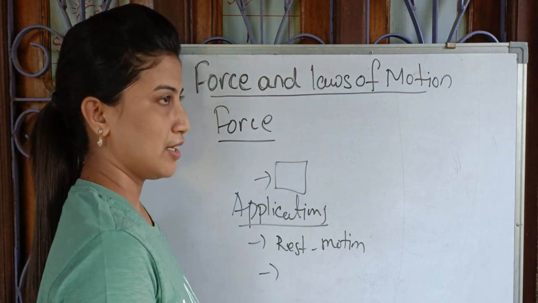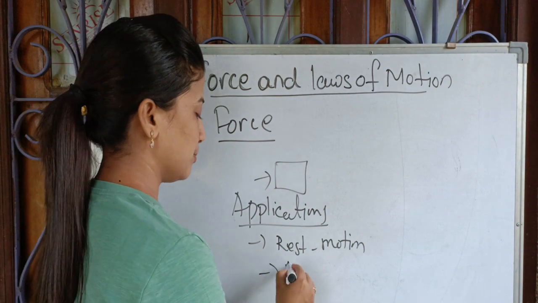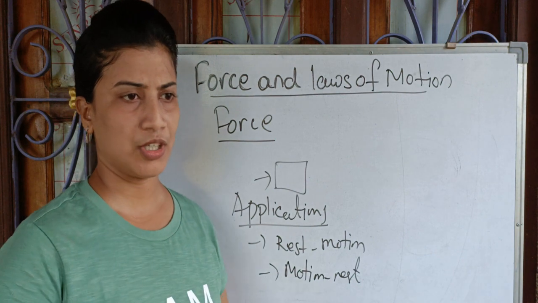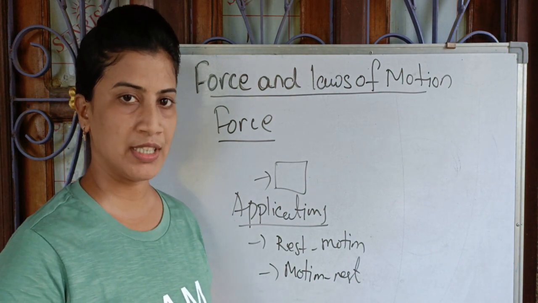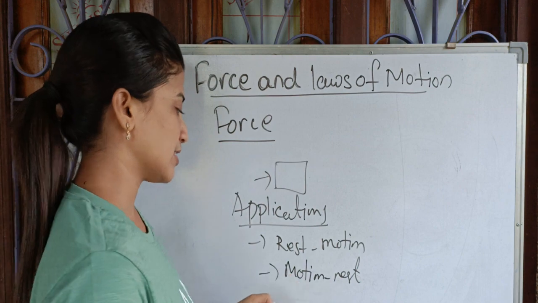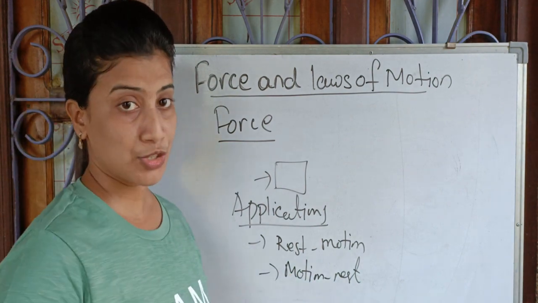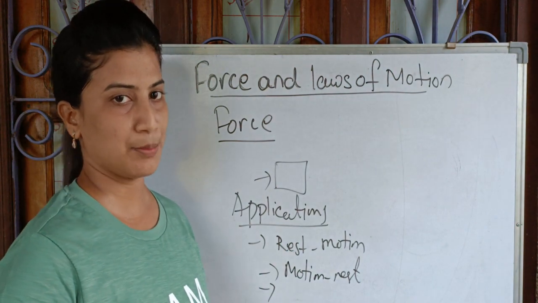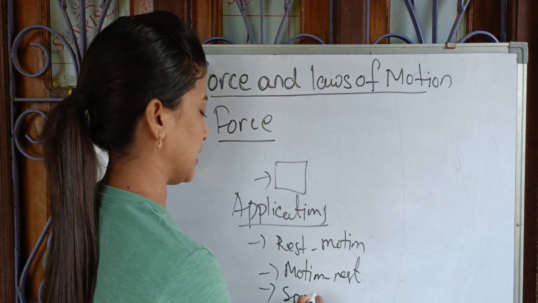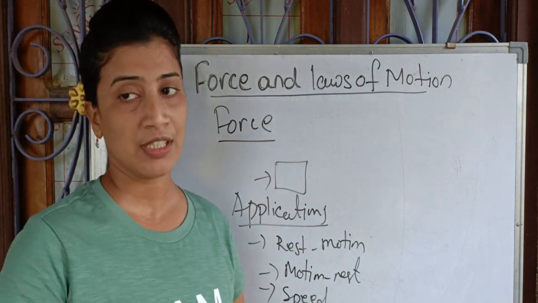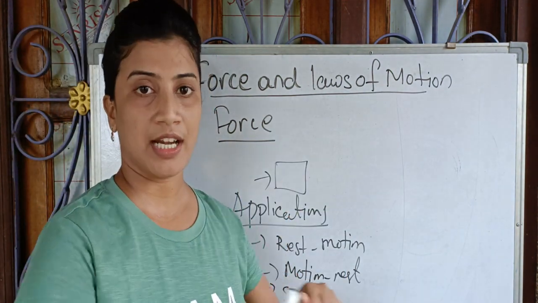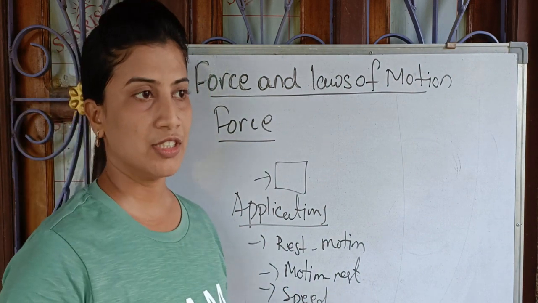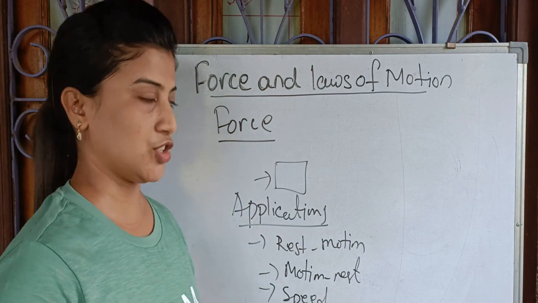Moving to the second point, we can change the body from motion to rest also by applying force. Here I can say a ball is coming, I will just hold it. When I hold it, the ball will come to rest, and this is the example where a body is changing from motion to rest. Coming to the third application, by applying force on a body, we can change the speed. Just imagine a body is moving, you hold it and try to pull it backward. Then the speed of the motion will change.